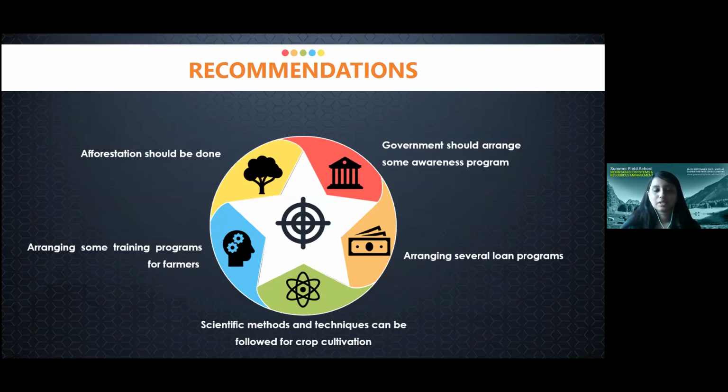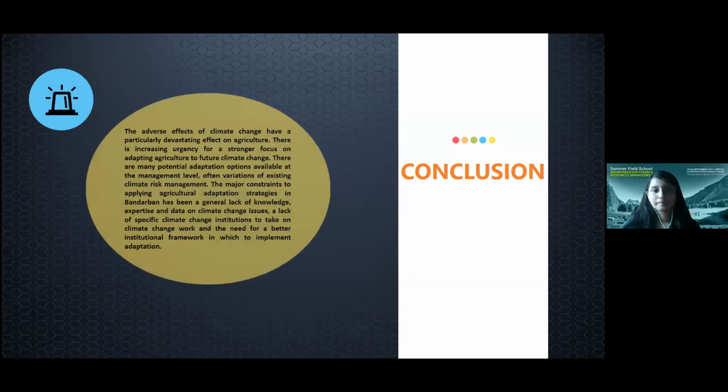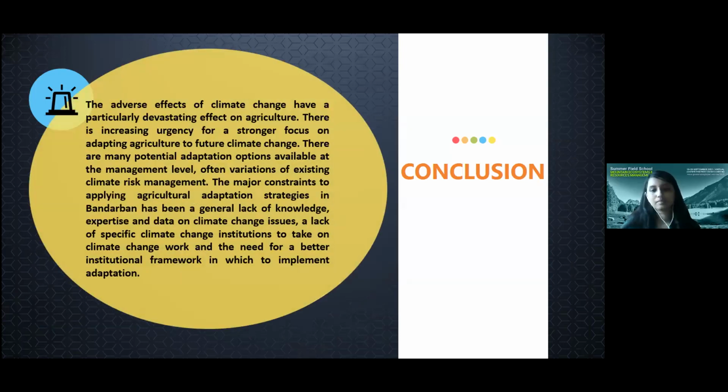And there are some recommendations. We can say that we need to provide location-specific and need-based information to the farmers, which will help in decision making at the grassroots level. Thank you.